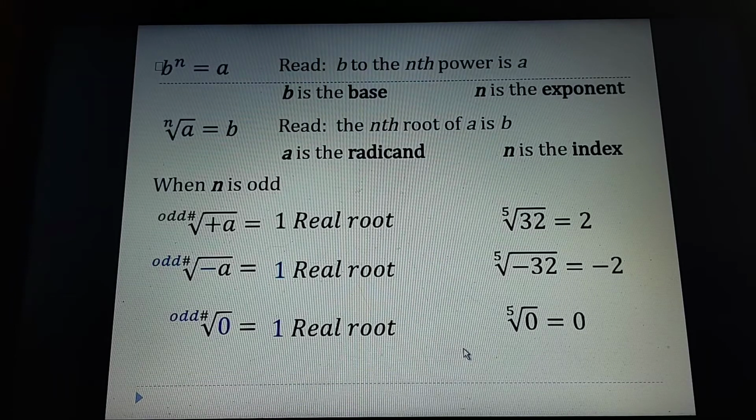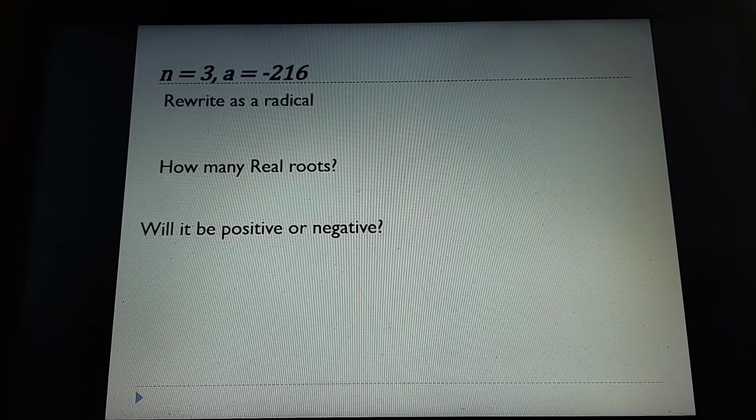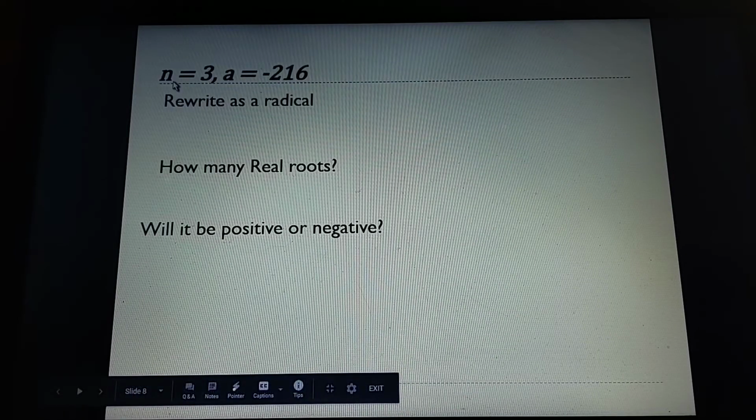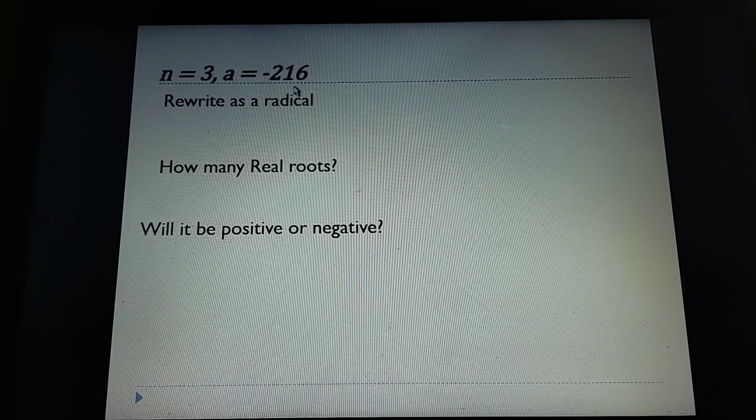Okay, now I know that's kind of confusing. This is the way that we're going to use it right now. They're going to give you an index 3 in this case, and a radicand negative 216. The first thing you have to do is rewrite it as the radical. So remember, your A goes underneath the radical sign, and the 3 goes on the ledge.